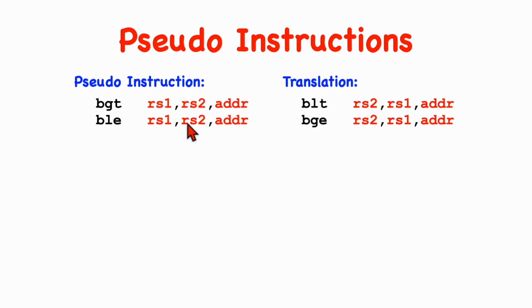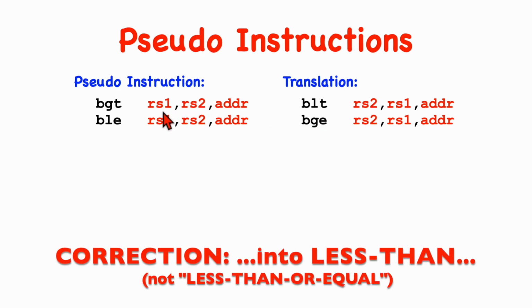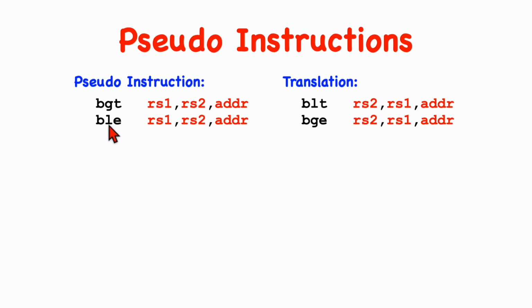When it comes to the branch instructions, it turns out that the RISC hardware only implements 2 compare instructions, and the other 2 are actually pseudo instructions. So in hardware, we have a branch if less than and a branch if greater than or equal instruction. And the branch if greater than instruction is actually a pseudo instruction that's translated by the assembler into branch if less than or equal. And you can see what we're doing is we're just taking the 2 source registers and reversing the order. And likewise, the branch if less than or equal instruction is translated into a branch if greater than or equal instruction, and the 2 source registers are just reversed.